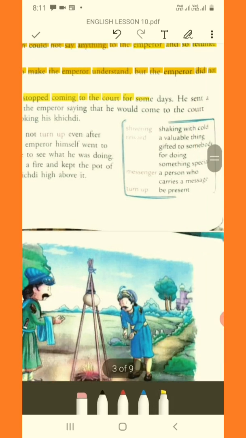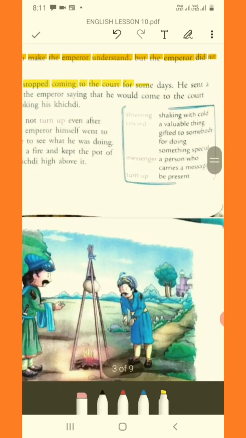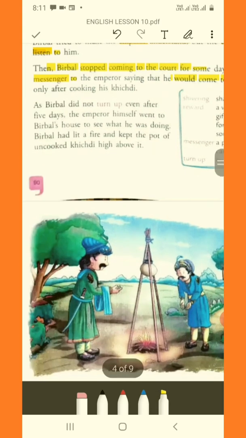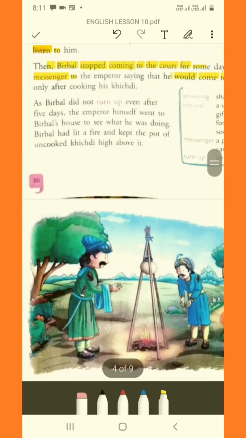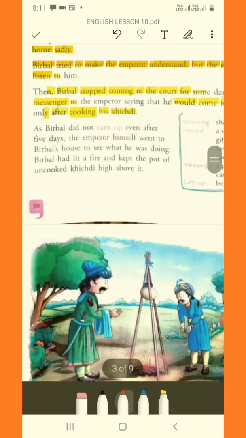Okay. He sent a messenger to the emperor saying that he would come to the court only after cooking his khichdi. What is the meaning of the word messenger? Messenger is a person who carries a message. Clear? So after this incident, what did Birbal do?